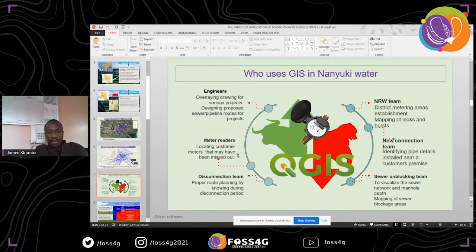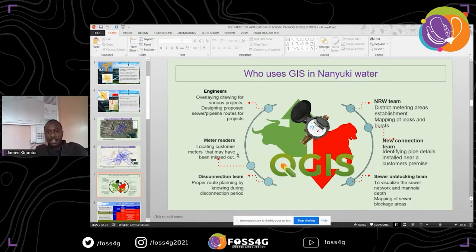We have our meter readers. Our meter readers use GIS in locating customer meters that may have been missed out. We have the disconnection team. We have proper route planning, knowing that during the disconnection period they need to know where all the connections are from the GIS, and with that they are able to visit the customers within the shortest time possible.